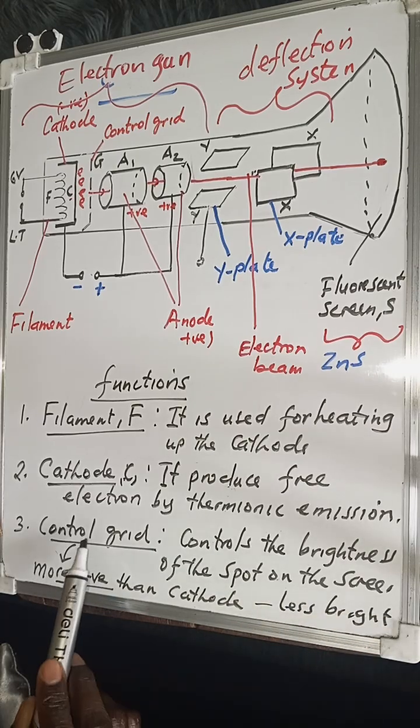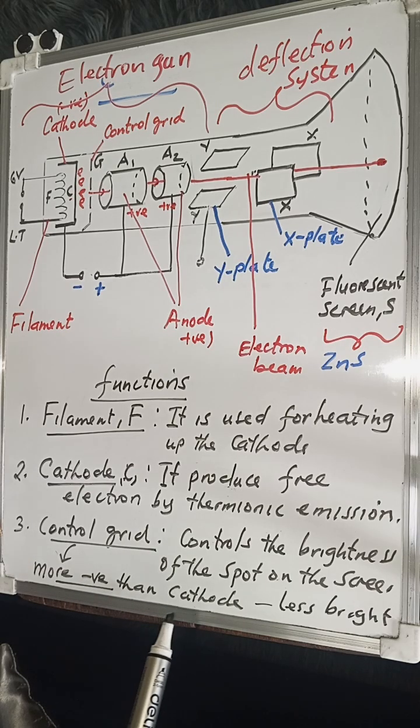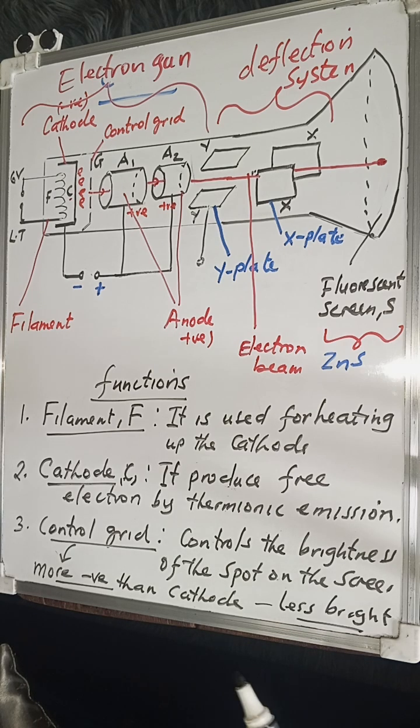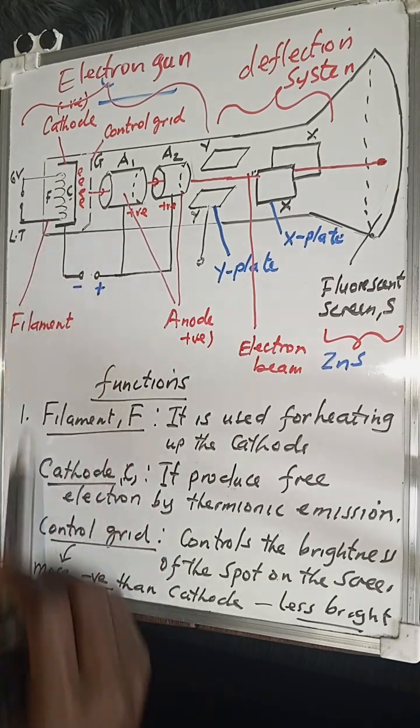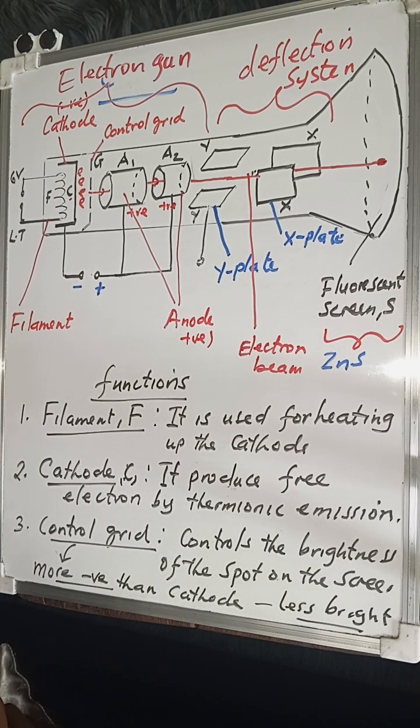So if it is more negative in potential with respect to the cathode, then fewer electrons will pass through it and it will become less bright. But if the opposite happens, it is made less negative in potential with respect to the cathode, then it means the spot is going to become brighter. So that is what you need to remember about the control grid.